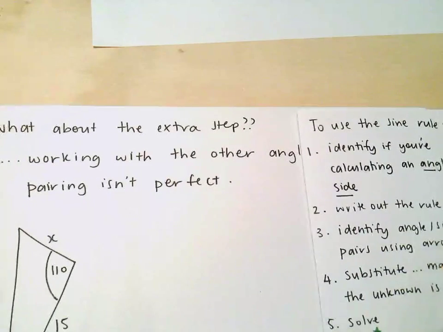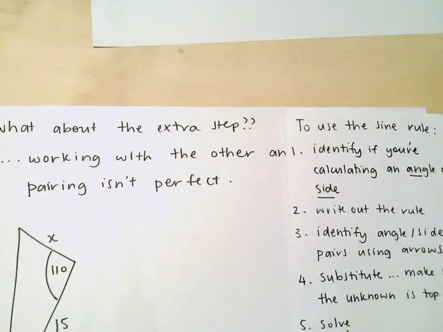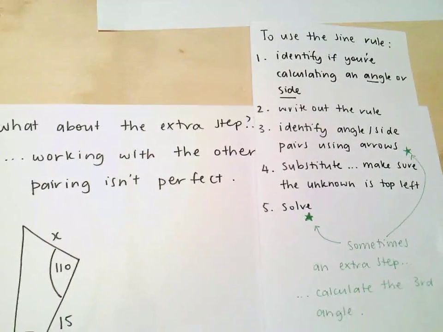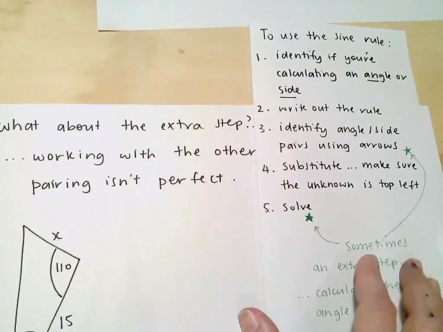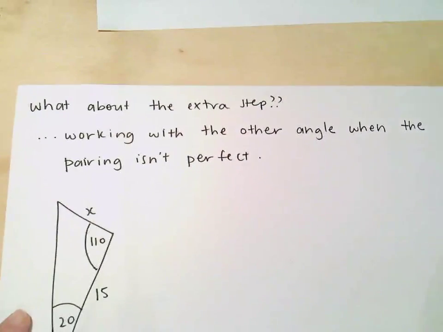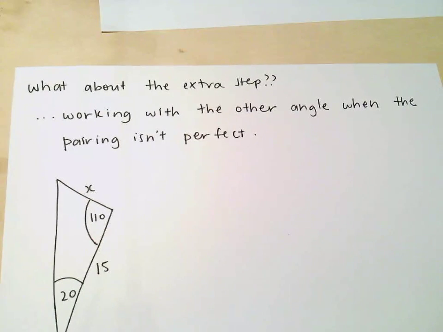Okay, the only other thing you saw on this set of steps is that there sometimes is an extra step. And that extra step sometimes involves calculating the third angle. So these ones are a little bit trickier. And we do this when the pairings of the sides don't work out perfectly. So I'll explain what I mean here.